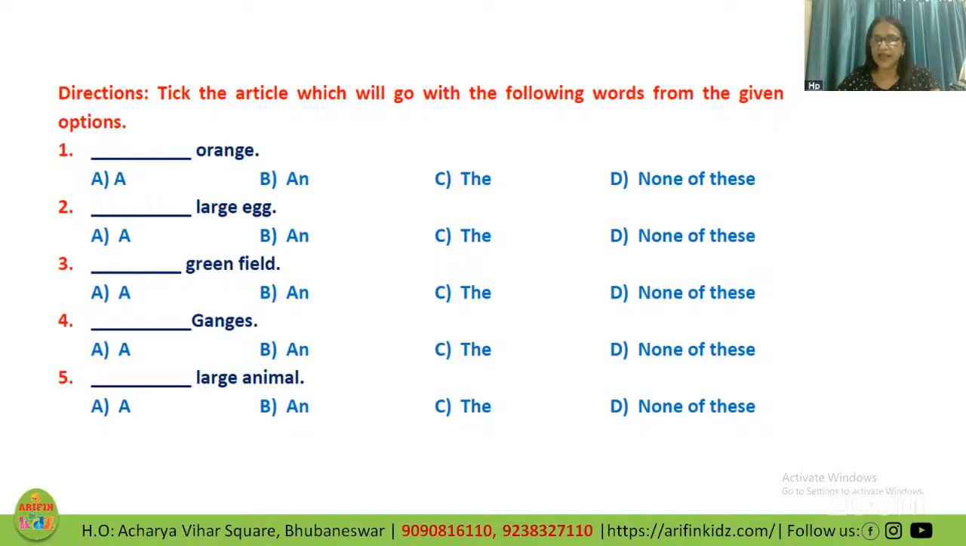Let's come to question number 4. Dash Ganges. As I told you, tell me question number 4, correct answer. Tripti, 4C. Okay. Soumya Das.